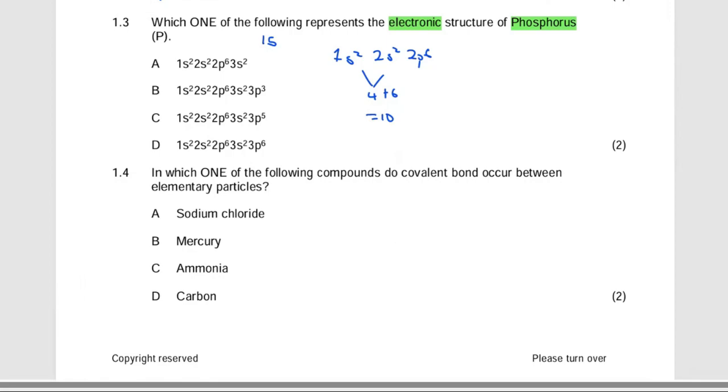After 2p6, we're going to proceed to 3s, so 3s2. Now we're having a total of 12, and we're trying to approach 15. After that is going to be a p orbital again, which is 3p3. So this is the electronic configuration that we are looking for in terms of our phosphorus. If we look at this, option B is the correct one. If we add all these numbers, 2 plus 2 is 4, plus 6 gives a value of 10, plus 2 is equivalent to 12, then plus 3 is going to be 15. So this is the correct electronic configuration of phosphorus, and all these other options are incorrect.